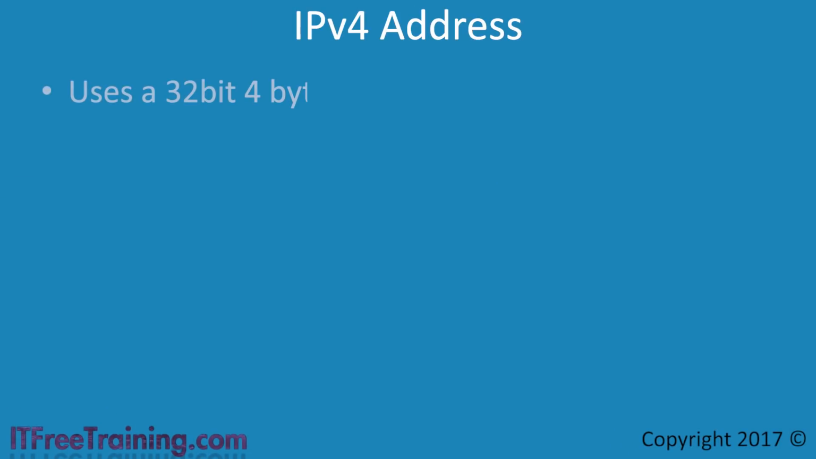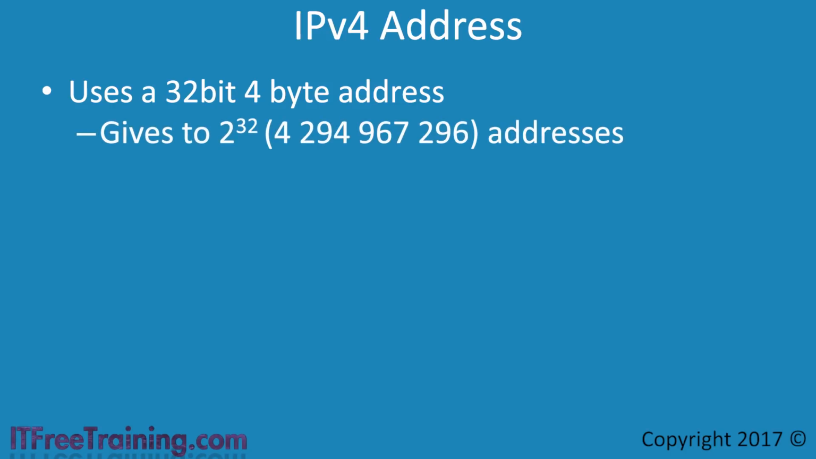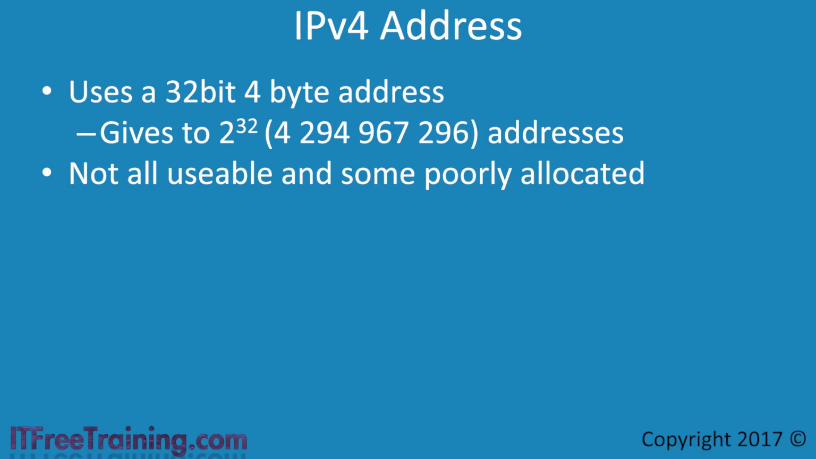IPv4 uses a 32-bit, 4-byte address, which gives over 4 billion addresses. Not all of these IP addresses are usable, and some were originally poorly allocated. When the Internet was first created, no one thought that it would take off the way it did, and thus some wasteful allocation of IP addresses occurred.